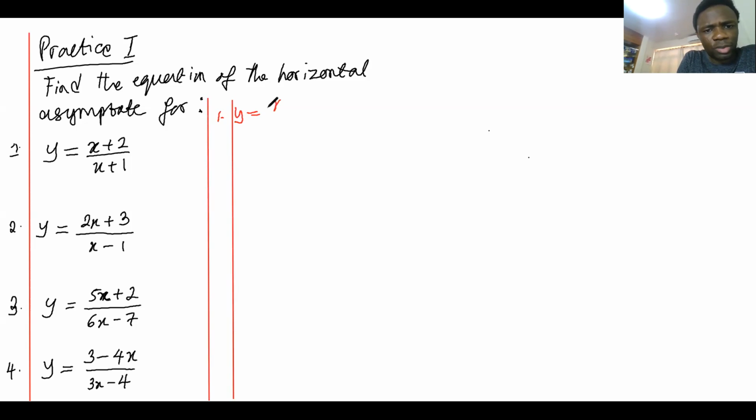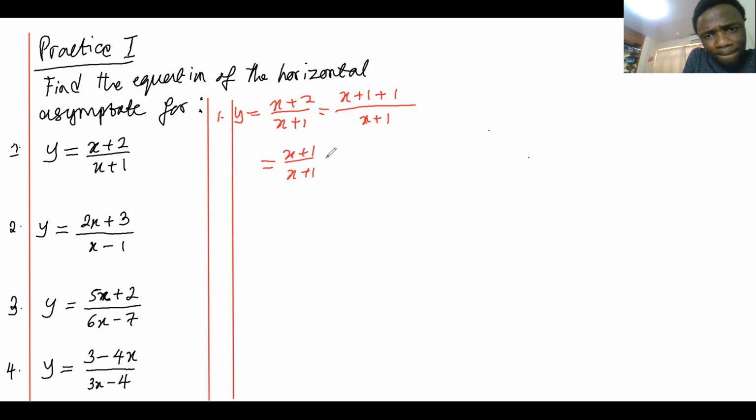Y equals x plus 2 divided by x plus 1. X plus 1 will be at the bottom, so I need x plus 1 here. Because this is already x, there's no need for brackets, so I'm just going to write my x plus 1, and I have my x plus 1. Then I think, what can I do to make this and this the same? I need to add 1 to this. Then with that, you can now break it down. X plus 1 divided by x plus 1. Then 1 divided by x plus 1. So which is 1. Then 1 divided by x plus 1.